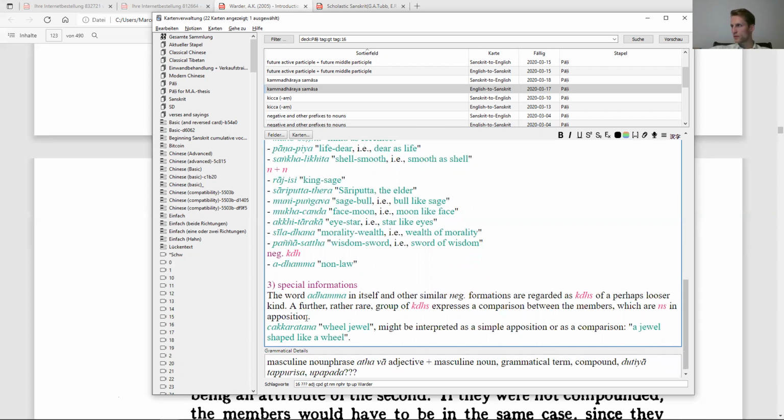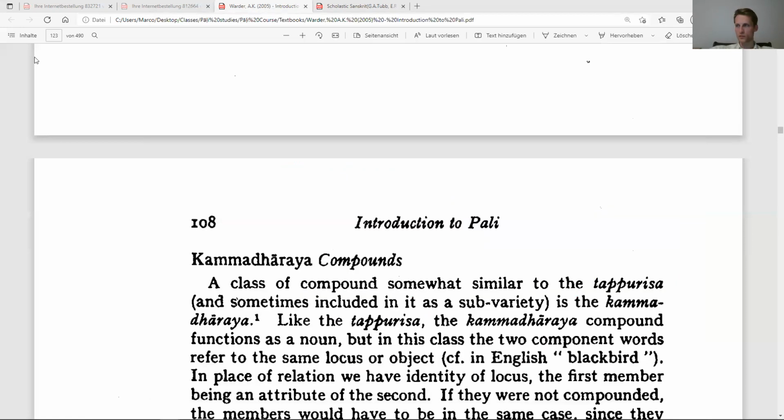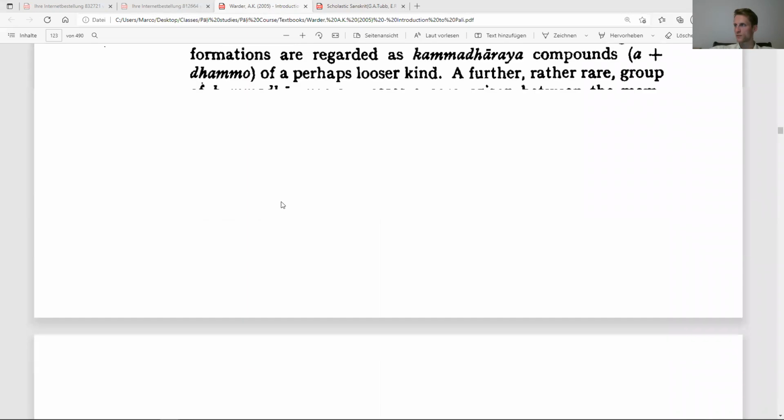The word adhamma in itself, and other similar negative formations, are regarded as Kammadharayas, or perhaps of a looser kind. Furthermore, a rather rare group of Kammadharayas expresses a comparison between the members, which are nouns in apposition. For example, cakkaratana, wheel gem, might be interpreted as a simple apposition or as a comparison, a jewel shaped like a wheel. So much for the Kammadharaya Samasas.